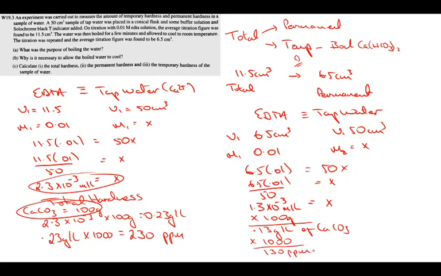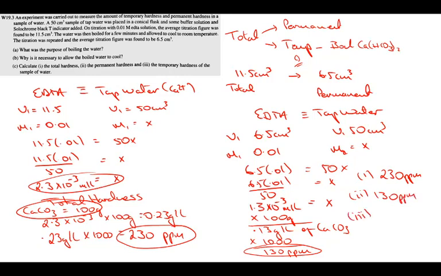So what do we notice? Before we boiled, 230 parts per million. After we boiled, 130 parts per million. What's the conclusion? We lost 100 parts per million. Where? To the disappearance of what we would call the temporary hardness. So to answer the questions, number one, the total hardness is 230 parts per million. Number two, the permanent hardness, that's what remains after boiling, is 130 parts per million. So therefore, by very simple subtraction, the temporary hardness in the sample of water is 100 parts per million. And that's the question finished.